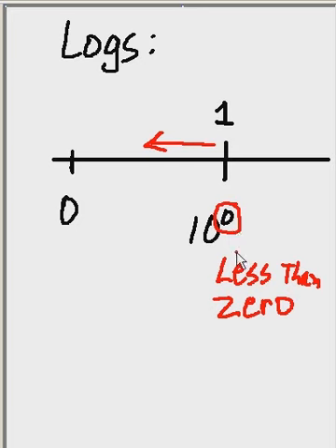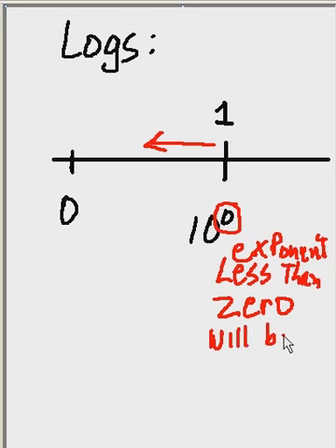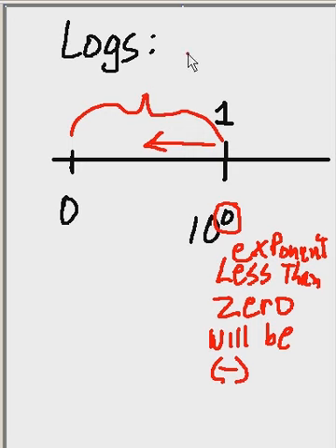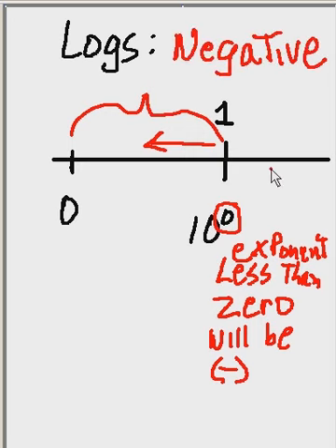So any exponent less than 0 will be negative, of course. So for numbers falling within this range, the log will be negative. Their logs will be negative. Let's find out how true that is.